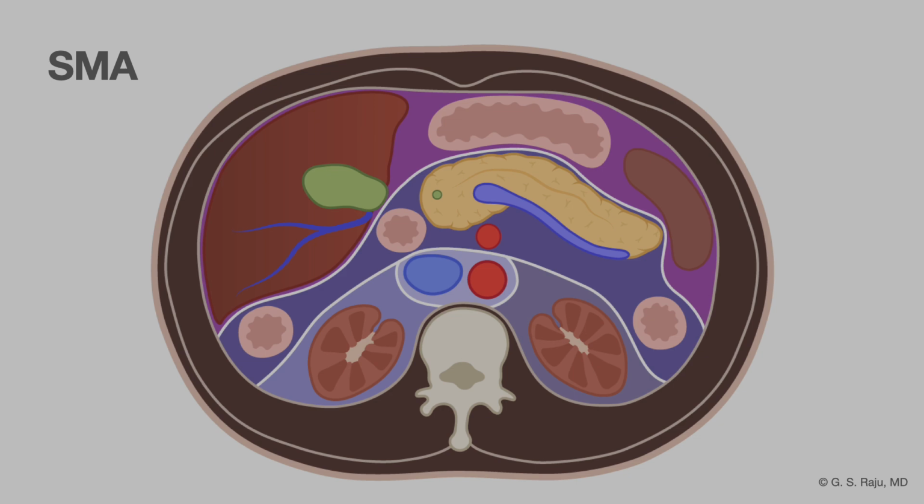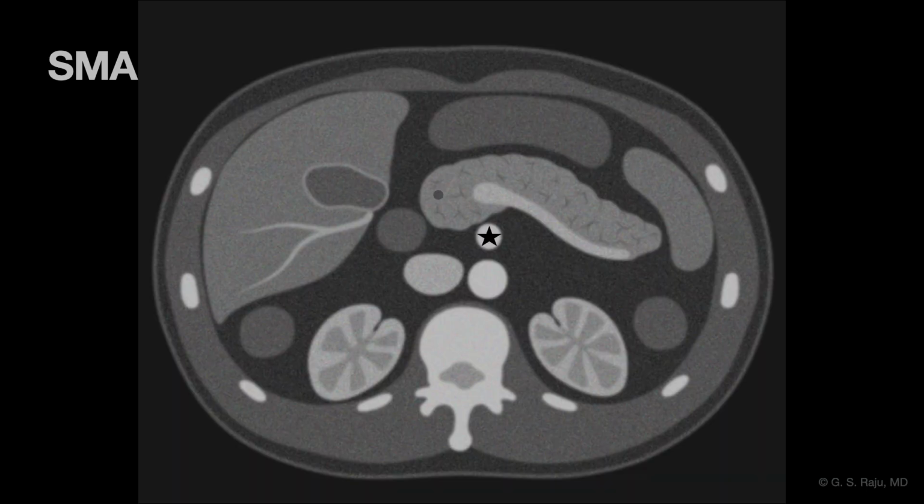So here is the superior mesenteric artery in front of the aorta. And as you move up and down the CT scan sections, you'll see this artery going from the aorta anteriorly and then going down. So this is what the superior mesenteric artery looks like on CT scan.